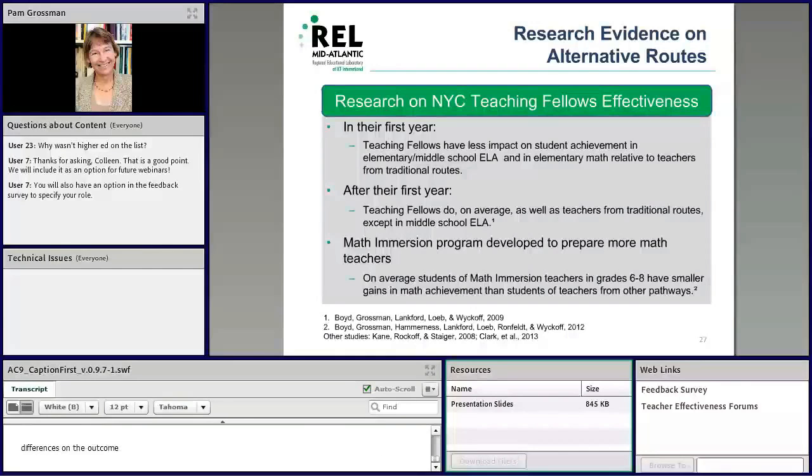Because even with the New York City Teaching Fellows, they were unable to recruit enough math teachers, they developed the Math Immersion Program that was designed to prepare more math teachers for New York City. So this is a nice example of being very responsive to a labor market need. So the New York City Teaching Fellows developed a program that brought people in for some intensive math courses in the summer in addition to the teacher preparation. And what they found is that those teachers were a little less effective in grades 6 through 8 on math achievement than teachers from other pathways, including the regular New York City Teaching Fellows.